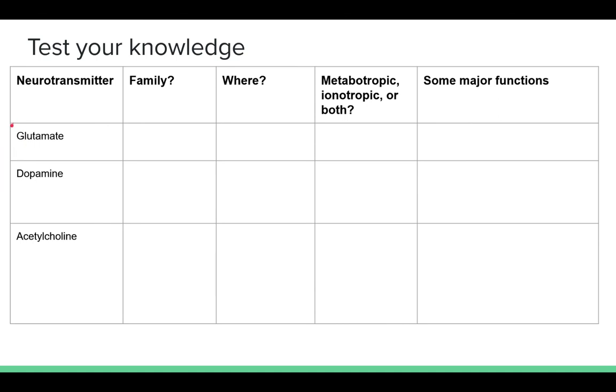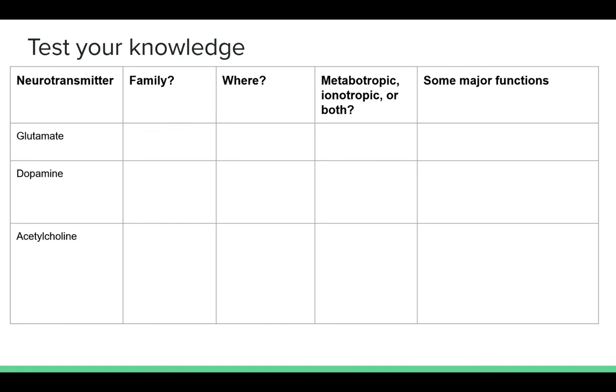So we have the neurotransmitters that we've been talking a lot about here: glutamate, dopamine, and acetylcholine. You'll remember we talked about how neurotransmitters come in families. We talked about where we can find these neurotransmitters, whether they have metabotropic or ionotropic receptors or both, as well as some of their major functions. If you were able to fill something in for every one of these grid squares, I think that would be very impressive. But maybe take a moment now to see how many of these you can fill out.